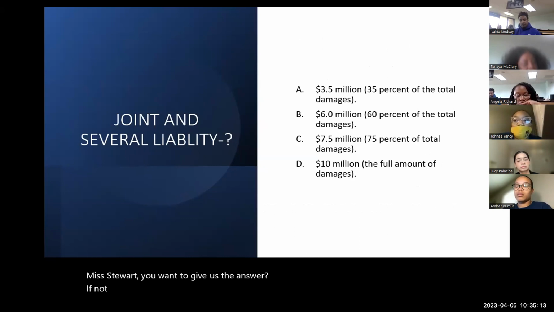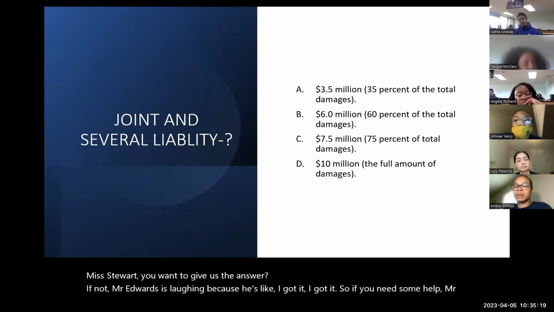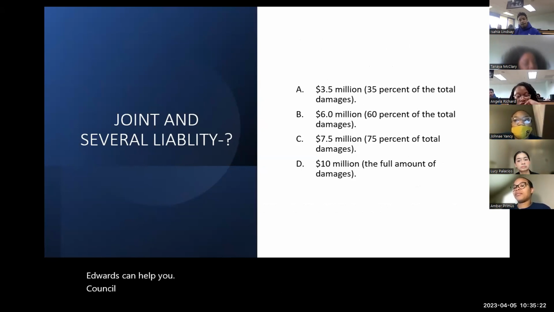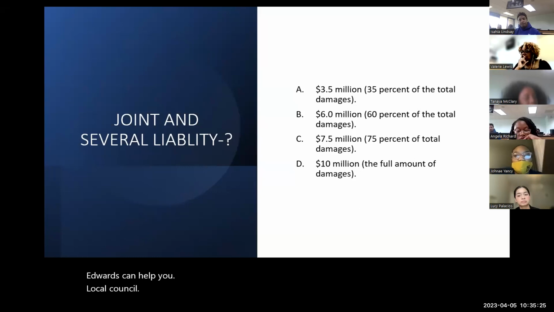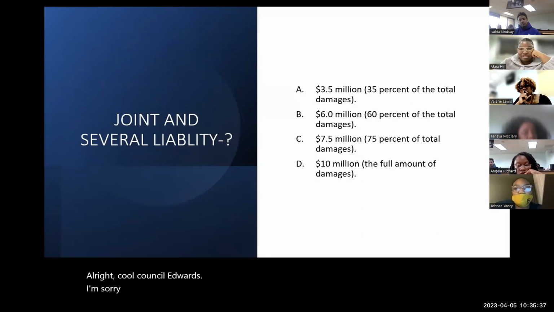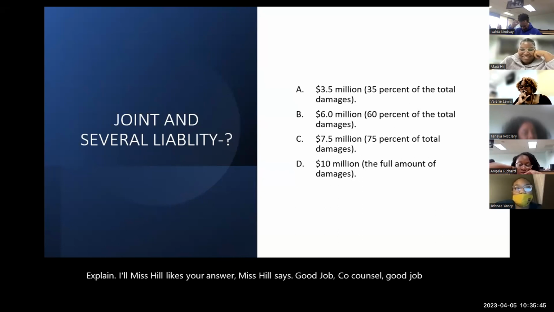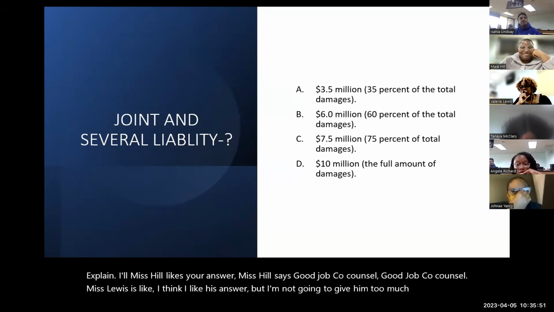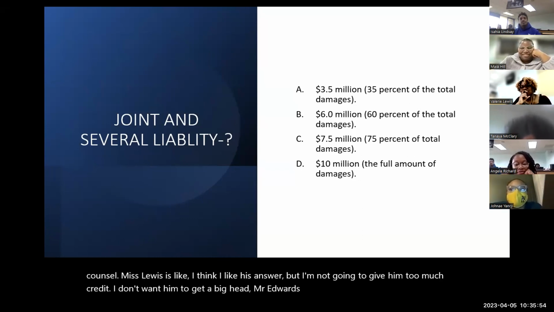If not, Mr. Edwards is laughing because he's like, I got it. So if you need some help, Mr. Edwards can help you. Yeah, co-counsel Edwards. All right, co-counsel Edwards. She only did that because she was sitting by me. I'm sorry. Oh, but I'm actually gonna go, sorry, I'm yelling, I'm actually gonna go with D, the full amount of damages. Explain. Oh, Miss Hill likes your answer. Miss Hill says, good job, co-counsel. Miss Lewis is like, I think I like his answer, but I'm not going to give him too much credit. I don't want him to get a big head.